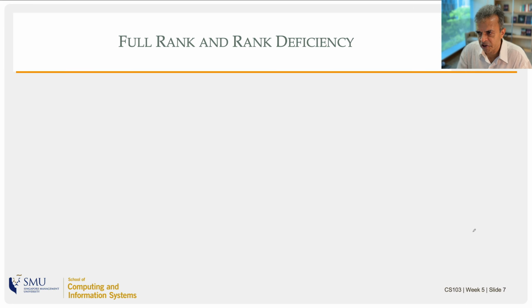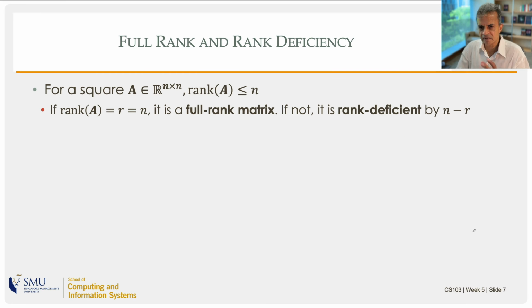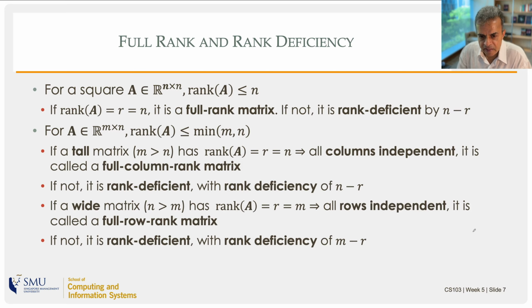Now let's talk about rank deficiency. Suppose you have a square matrix n by n. The rank has to be less than or equal to n. If the rank is actually n, then it's a full rank matrix, full column rank and full row rank. If not, the rank deficiency is n, which is the maximum rank it could have, minus the actual rank that it does have. In the case of a tall matrix, the maximum rank it can have is the number of columns. But if the rank is actually less than the number of columns, then again, n minus r would be the rank deficiency. If it's a wide matrix, the maximum rank it can have would be the number of rows, not the number of columns.